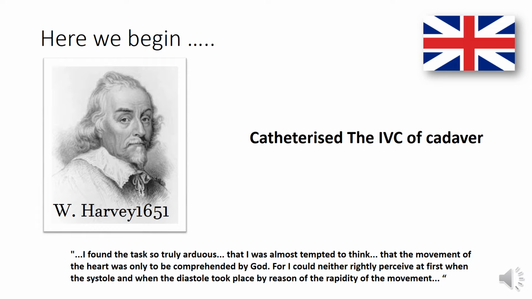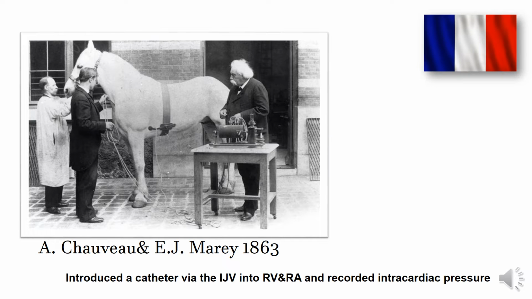This actually goes back to 1651 by Dr. William Harvey, who tried to catheterize the inferior vena cava of a cadaver during his experiments to understand the circulatory system. This was followed in France by Dr. Chauveau and Marey in 1863, when they introduced a catheter via the internal jugular vein reaching the right ventricle and right atrium, and they recorded for the first time the intracardiac pressure waves.